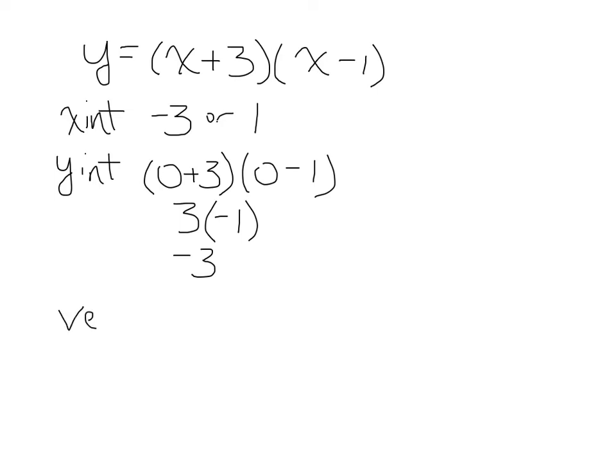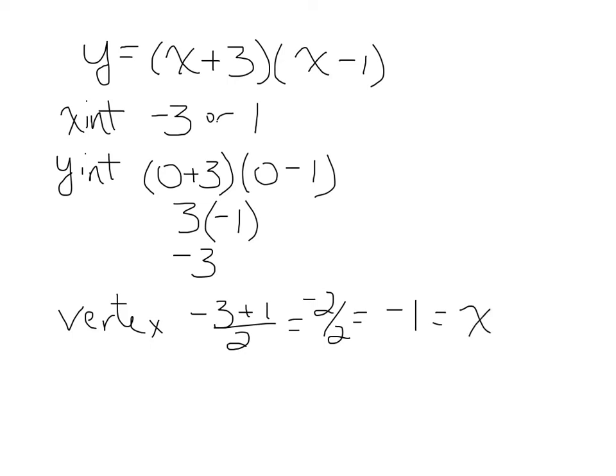For the vertex, we are going to average your x-intercepts. You've got 2 of them, so negative 3 plus 1 divided by 2. Don't be a mathematical hero. Use your calculator if you have problems with negative numbers. Make sure you hit enter after you add. So negative 3 plus 1 is a negative 2. Negative 2 divided by 2 is a negative 1. So the x value for the vertex is a negative 1.